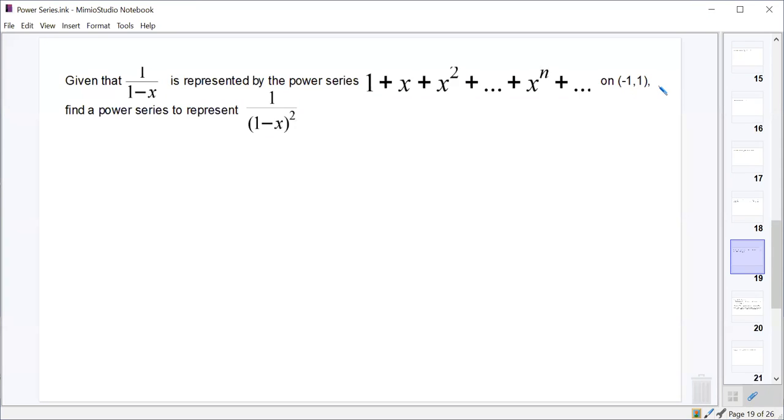I hope. Yes. All right, cool. So what we want to do then is we want to see if we can come up with a power series to represent 1 over 1 minus x to the second power. Any thoughts on how we might go about doing that?